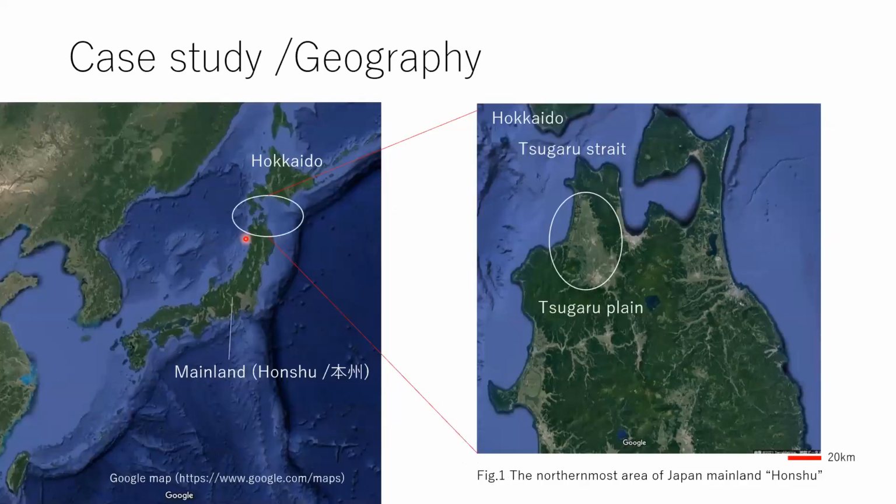First, let me explain about geographical information of the Japanese archipelago. The Japanese archipelago includes about 7,000 islands, and there are 6 main islands. The largest one and the most populous one is Honshu mainland, and the second largest island is Hokkaido. In this study, I focus on the northernmost area of Honshu. This area and Hokkaido are separated by Tsugaru Strait. Tsugaru Plain is the largest plain in this area and is adjacent to Tsugaru Strait and the Western Ocean.